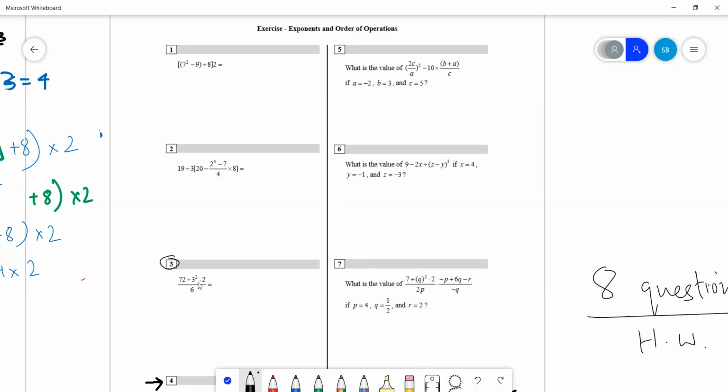72 divided by 3 squared times 2 divided by 6. This is a fraction bar. So what I will do, what you will do right now in the first step.